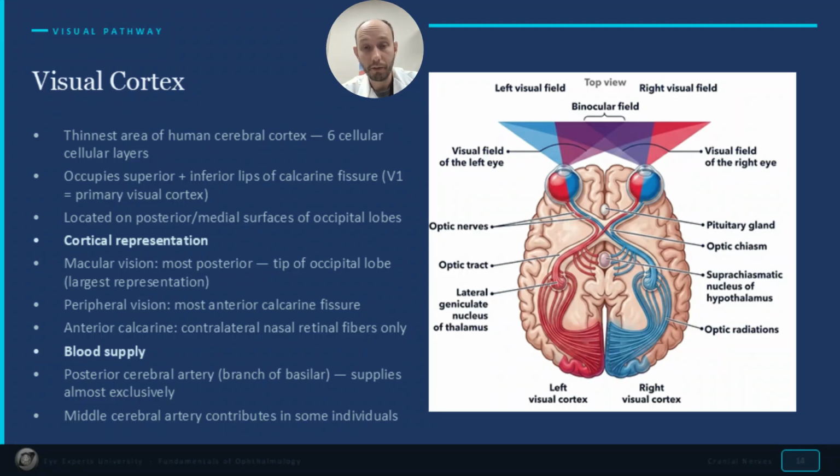The occipital lobe has a dual blood supply of the posterior and middle cerebral arteries, but the middle cerebral artery usually supplies the central vision. So frequently when you have an occipital lobe stroke, it strokes out your peripheral vision, but your central vision may be spared, all thanks to the middle cerebral artery.